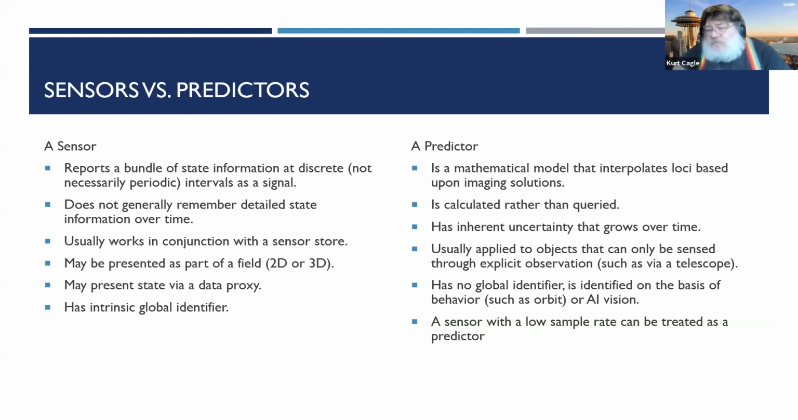So I talk about the concept of a predictor, and a predictor is essentially a mathematical model that interpolates loci upon imaging solutions. Says, okay, here is something that we're seeing with a camera, and we're trying to interpret that as a car. And that car is moving from point A to point B. As it moves from point A to point B, what assurance do we have if it passes around the building and we see it coming around the other side? It's the same car. If we can't see it or we don't know it, what is the likelihood that that path is going to continue along the same path that it currently was on?